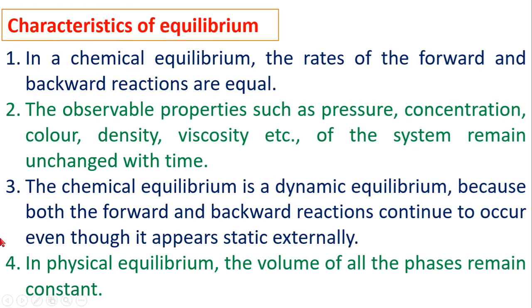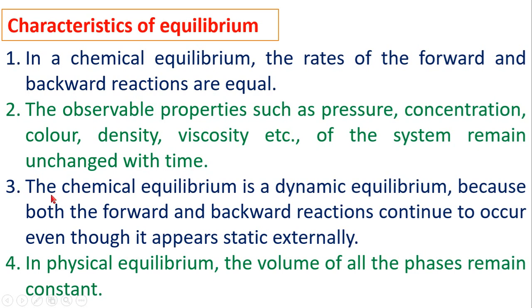Now, what are the characteristics of equilibrium? The first point: in a chemical equilibrium, the rate of the forward reaction, or the speed of the forward reaction, and the backward reaction are equal. Second point: the observable properties such as pressure, concentration, color, density, viscosity (meaning thickness), etc. of the system remain unchanged within a time interval.